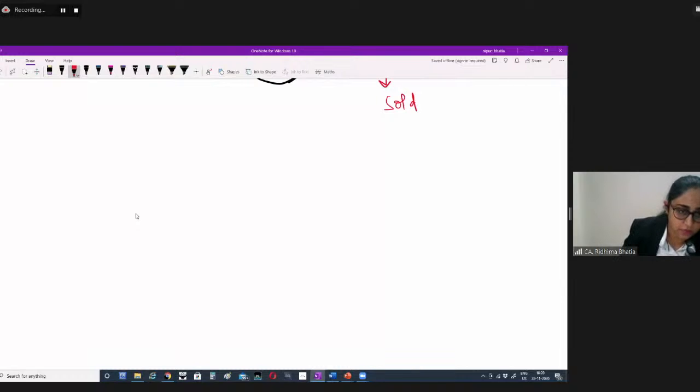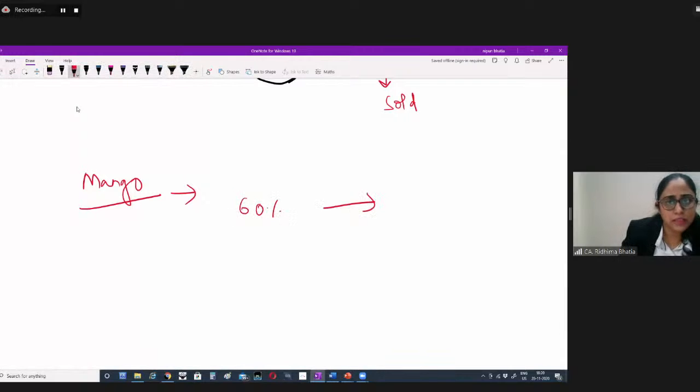Let me give you an example of mango. I'm into the cultivation of mango, growing the mangoes. Now mangoes were grown, and 60% of the mangoes I sold after applying certain basic processes to make them fit to sell in the market, packing in boxes and all that. Whatever income I get from this 60% would be my agricultural income. Correct?